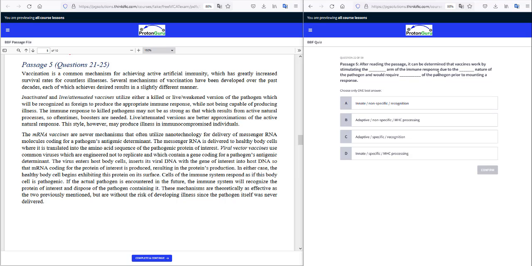So let's look at what that blank is about due to the blank nature of the pathogen. All right, so the specific nature or non-specific nature if we're looking only at the 2 choices with adaptive arm of the immune system. So if we can recognize from the passage that the adaptive arm of the immune system is being activated, and that is a specific response, we can choose choice C.